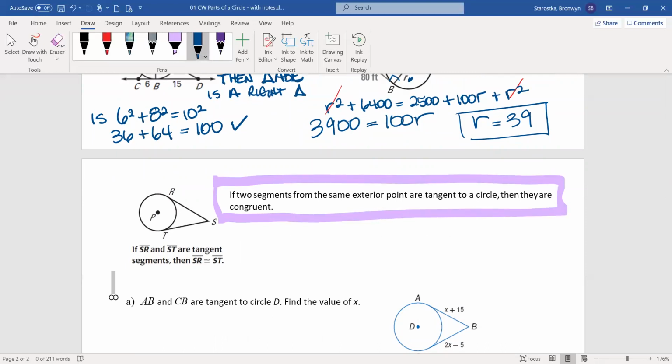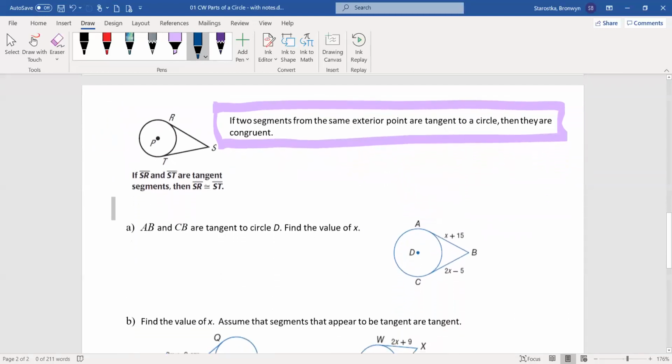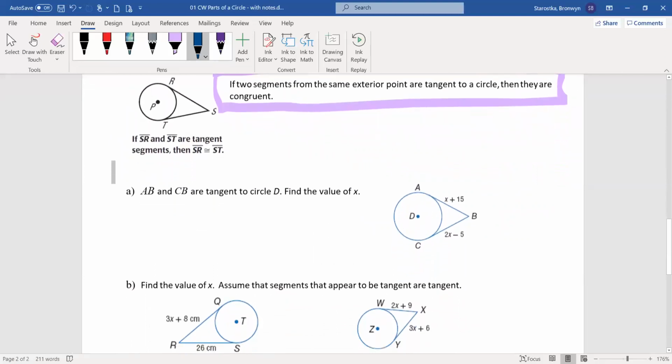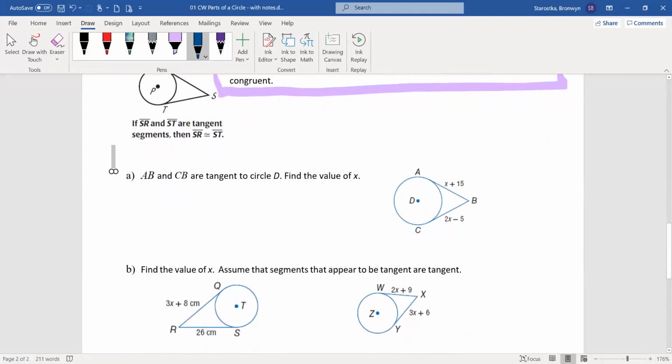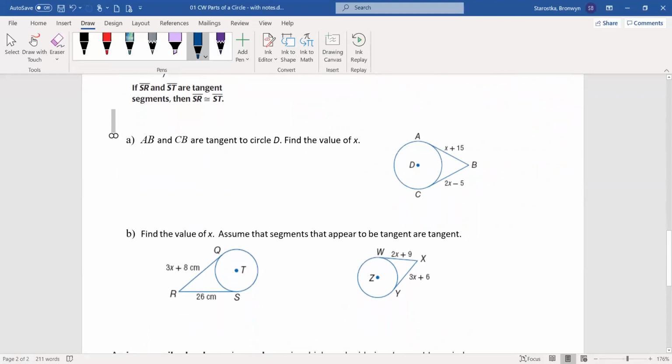Let's see what it says. Two segments from that same exterior point. So down here, if SR and ST are tangent, then those segments are congruent. I'm going to define it today and prove it tomorrow. We're just going to use it. So it says AB and CB are tangent to circle B. Find the value of X. Well, this one should be easy. If they are congruent, we just set them equal to each other.